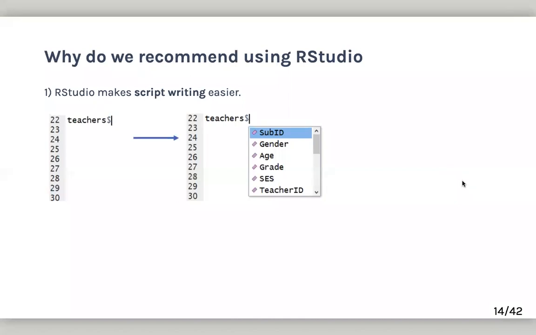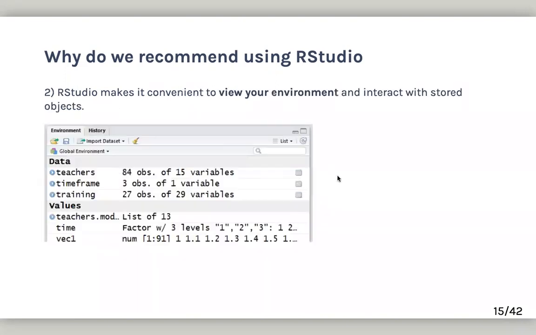So first, why do we recommend using RStudio instead of R? RStudio makes script writing a lot easier. It looks a lot nicer. Once you type the data frame name, in this case teachers, and the dollar sign, it will already give you a list of all the variables in that data frame, which is fantastic. It also makes it very convenient to view your environment and interact with your stored objects. You can click on this little box and quickly see how your data frame looks, so you can peek into it without having to open another file.